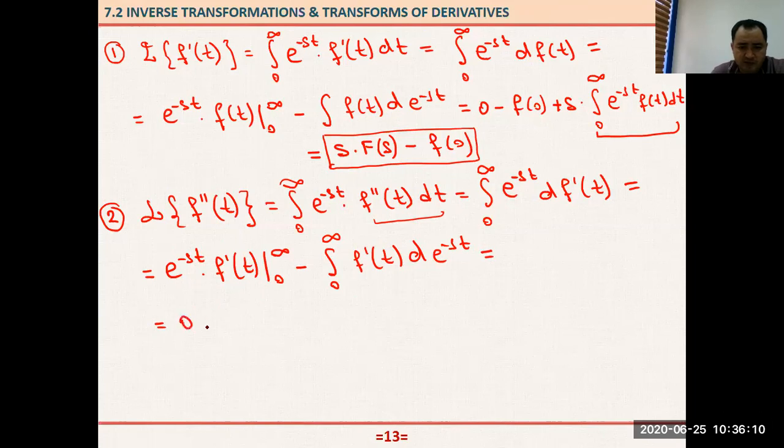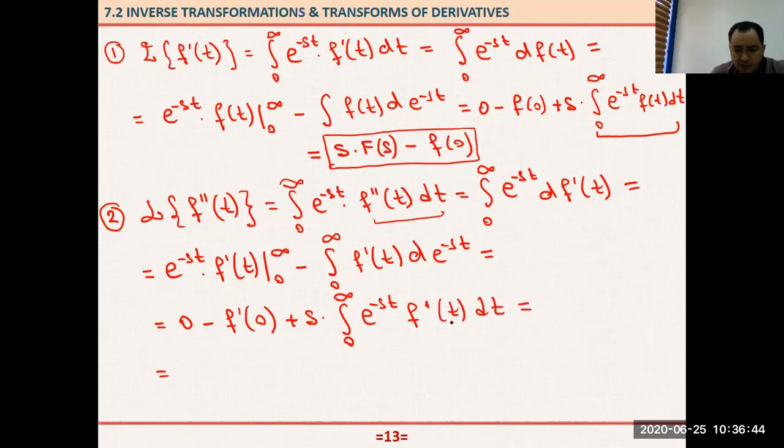So here we have 0 minus, how about the value of this function at 0? E to the power 0 is equal to 1. So here I have f prime of 0 minus, now if we just bring this inside, again, this negative s comes to the front. So with this minus, it is s times the integral from 0 to positive infinity of e to the power minus st f prime of t dt.